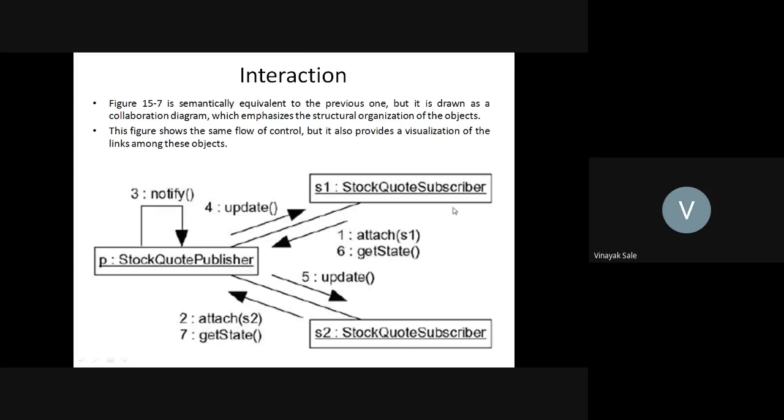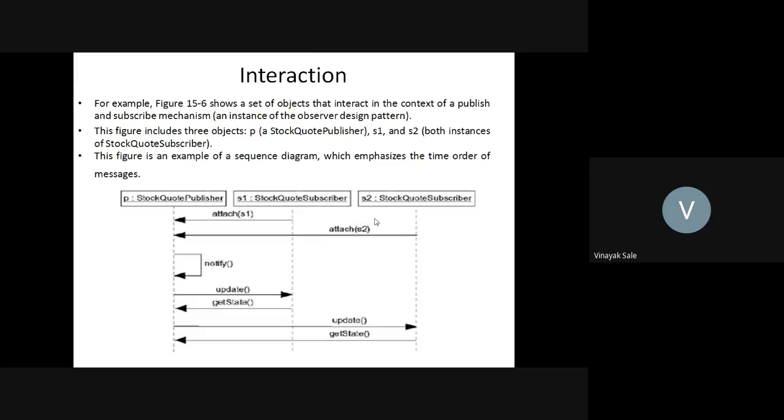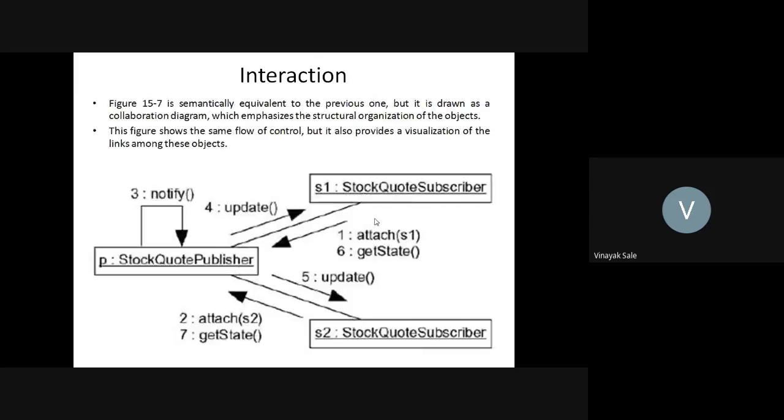Then sixth, from S1 to P again, that is get state. Seventh, again S2 to P, get state. So this is a sequence diagram. You can draw it any simple way, by using this way or by using this way.